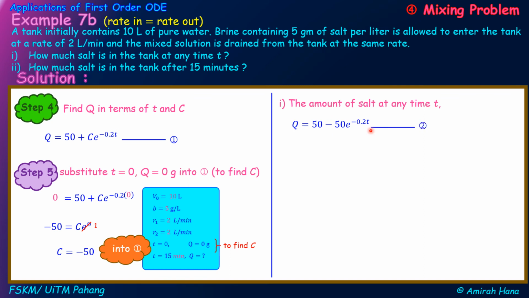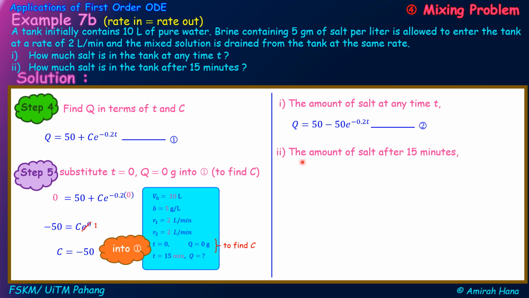After that, we name it equation 2. Equation 1 and equation 2 actually are the same equation. But equation 1 is before we find the value of c, and equation 2 is after we substitute the value of c. This is question number 1, the amount of salt at any time t. And then question number 2, how much salt is in the tank after 15 minutes?